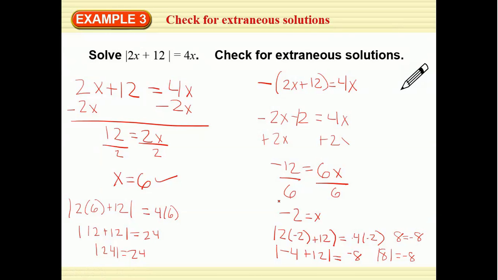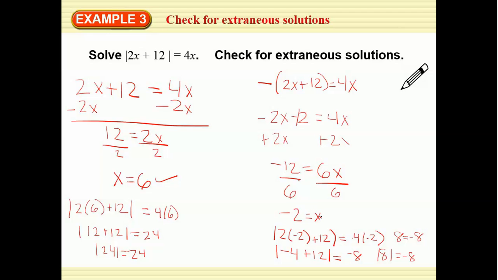Did I do anything wrong? Distributed my negative in. Added 2x. I didn't do anything wrong. This is when math kind of pulls a gotcha moment. And it says, you got the answer, but hey, it doesn't work in the problem.